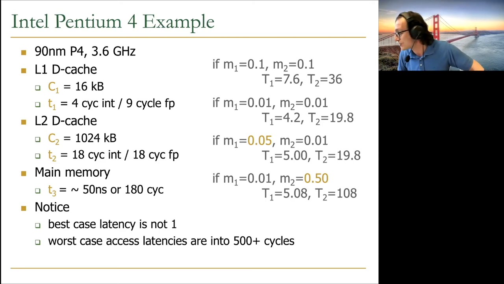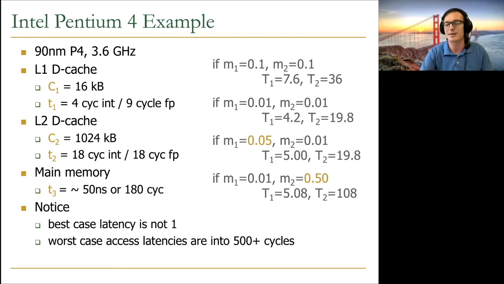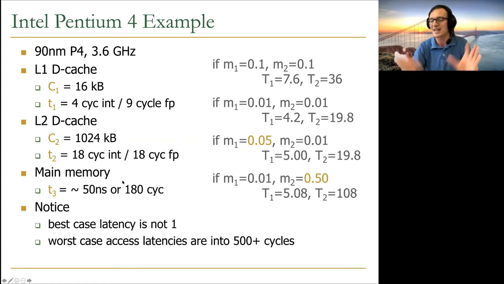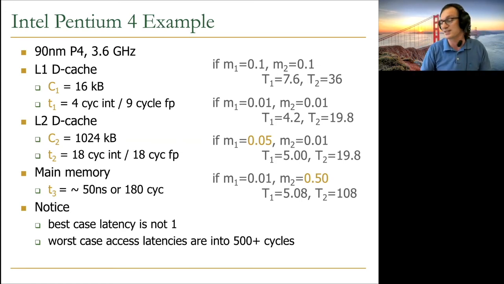Okay, there's one question. Large T3 is small T3 here because it's assumed that main memory never misses. Here we're assuming main memory never misses. As I mentioned earlier, we don't assume there's a swap disk because that complicates the equations even more. But the real equation is of course more complicated.